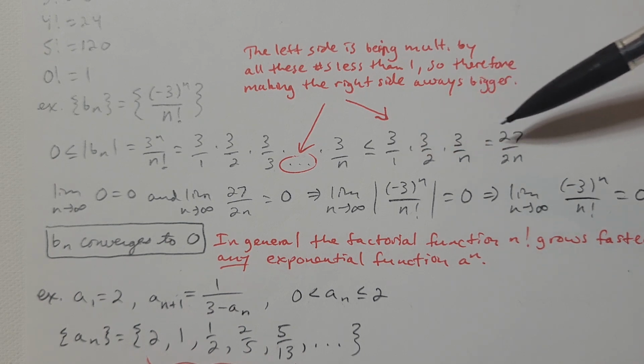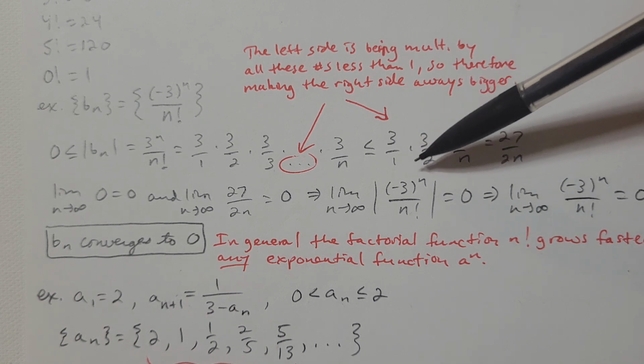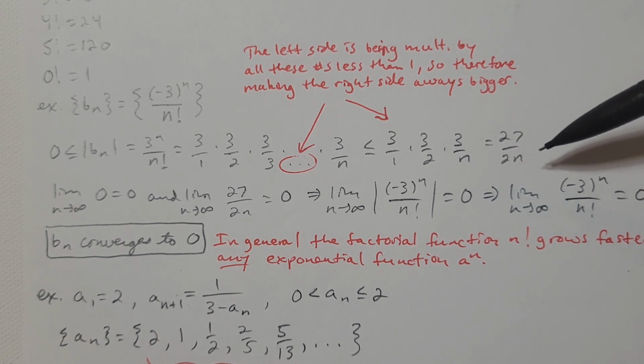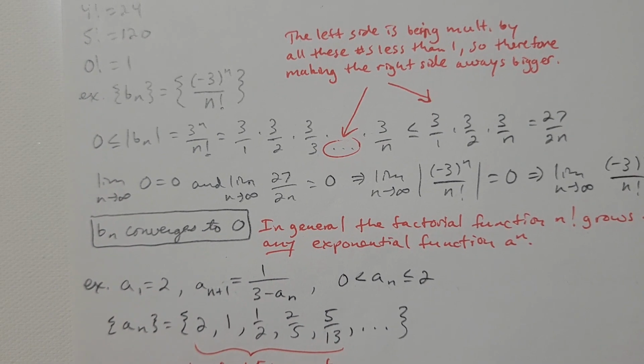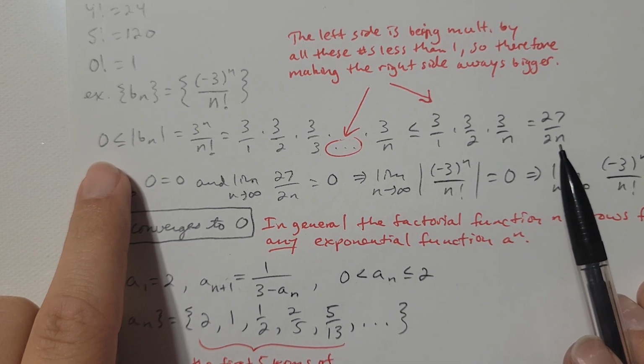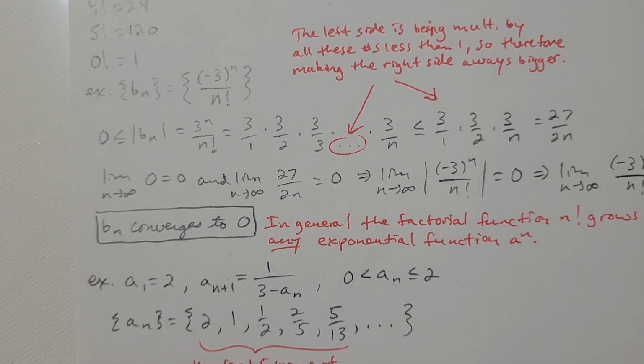So the left side is always going to be some number that's smaller than the right side there. 3 times 3 times 3, that's 27, and 2 times n would be in the denominator. So you've got 27 divided by 2n. Now what's coming next is that I'm going to use the squeeze theorem. Don't forget about the squeeze theorem.